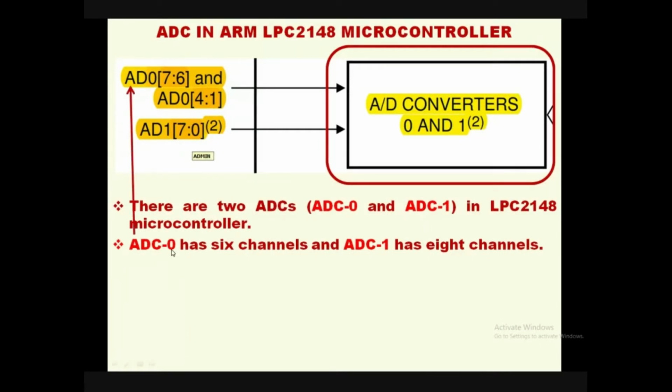So analog to digital converter 0 has 6 channels, which means channel 1, channel 2, channel 3, channel 4, channel 6 and channel 7, which includes 6 channels. Analog to digital converter 1 has 8 channels, 0 to 7, as you see here.